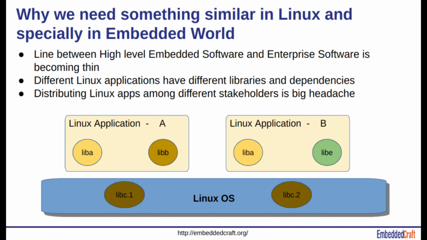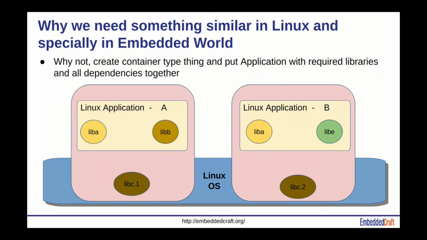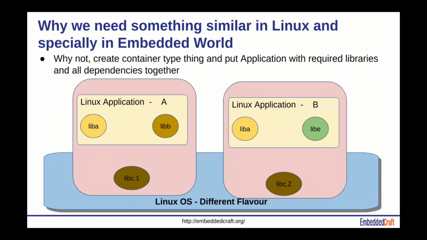Different Linux applications have different libraries and dependencies. Distributing Linux apps among different stakeholders is a big headache. It is easy to put the application and all required libraries or dependencies in the container and ship the containers. The Linux flavor can change, but the container will still be able to run, because it already has all the required dependencies.